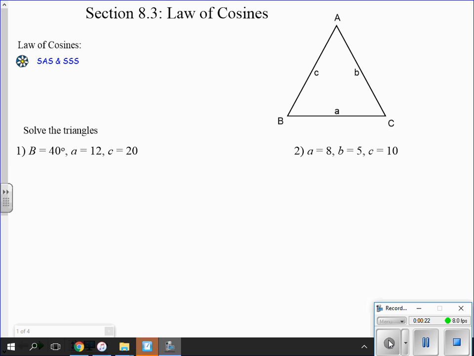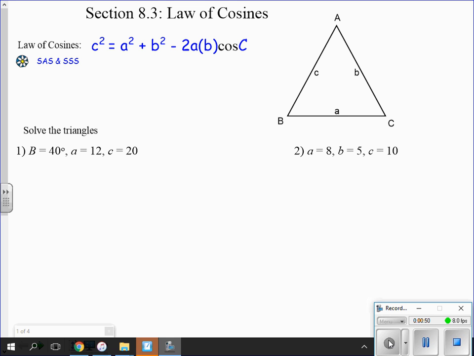Obviously, neither one of those will work properly with the law of sines, because in order to use the law of sines, you have to have an angle and a side opposite. In the first one, you have two sides with the angle between them. You only have one angle, and you do not have a side opposite that angle. It doesn't work. And if you have all three sides, you don't have any angles, so it doesn't work at all. So you have to use the law of cosines.